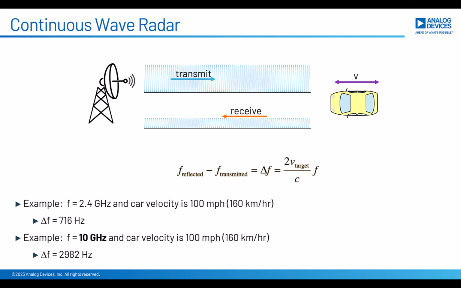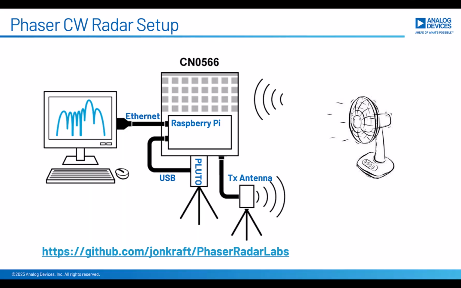So let's go through an example of this now. Say a car's velocity is 100 miles per hour headed straight at us. That means that we would see a beat frequency of about 716 hertz. If we change the frequency to instead be 10 gigahertz, then that beat frequency would increase proportionally to about 3 kilohertz. So these are not huge shifts in frequency, but even a small shift in frequency is very measurable. Over the last 100 years, we've gotten very, very good at measuring frequency. So let's try that now with the phaser setup that we talked about last week.